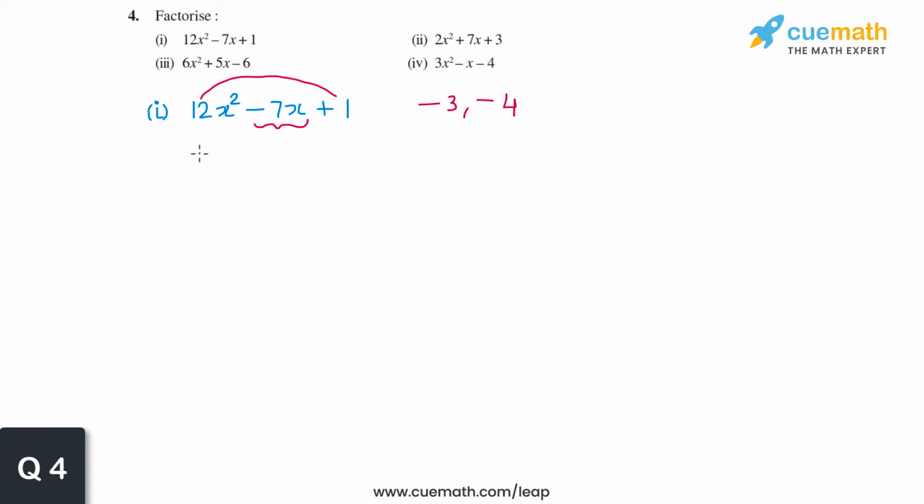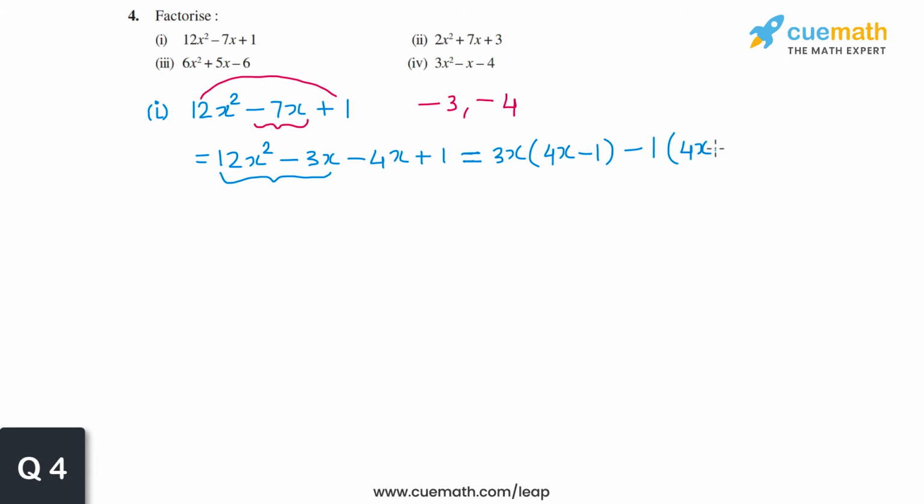So let's do that. So this will become 12x square minus 3x minus 4x plus 1. Now from the first pair of terms, I can take out a factor of 3x common. So that leaves me with 4x minus 1. And from the second, actually there's no common factor. So I can just write this as minus 1 times 4x minus 1. And now I have this 4x minus 1 term as common.